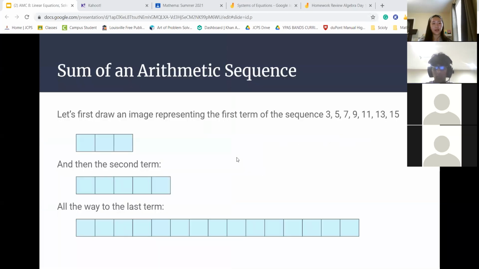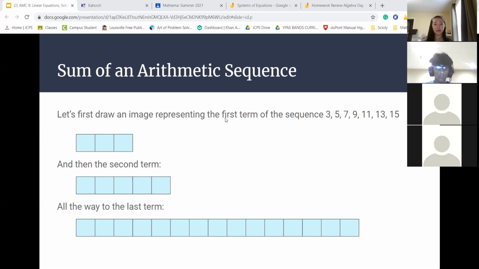So now we're gonna look at an interesting diagram. We're first gonna draw these block images to represent this sequence. So 3, 5, 7, 9, 11, 13, 15. So like the odd numbers starting at 3. So our first term would be these 3 blocks. Then the second term, these 5 blocks, all the way to our last term of 15 with 15 blocks in a row.